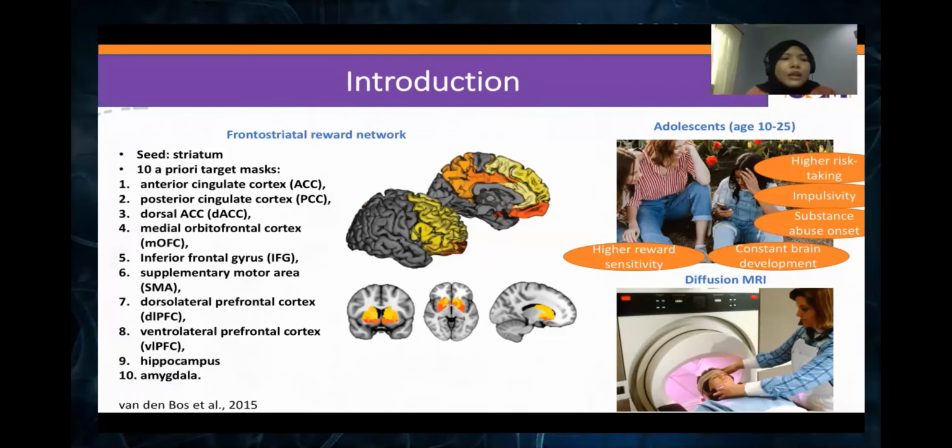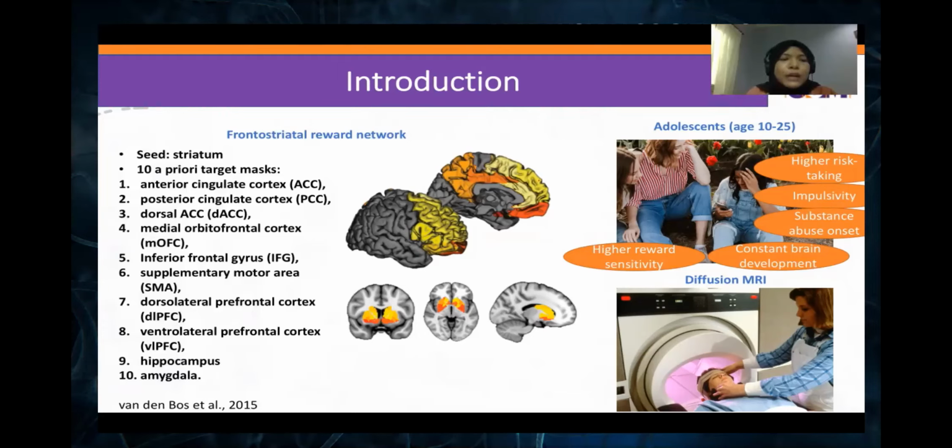Adolescents are of the age of 10 to 25 years old based on previous brain studies. They are known to be associated with higher risk-taking behavior and impulsivity. Adolescence is also often the time of onset for substance abuse. This may be due to the constant development of brain regions during the adolescence period, and adolescents have also been shown to have higher reward sensitivity compared to other age groups.